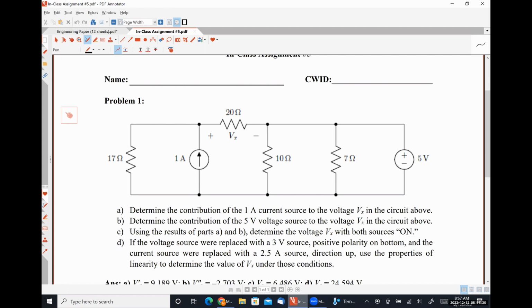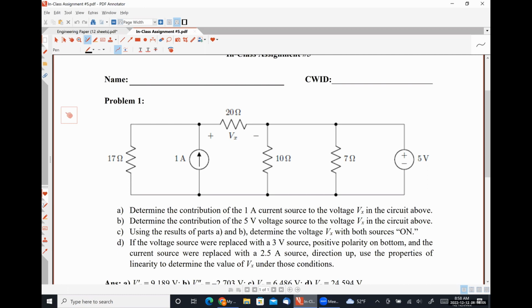So whenever I say determine the contribution of a particular source to the quantity, I'm expecting you guys to use superposition. So for part A here, determine the contribution of the 1 amp current source means leave the 1 amp current source on, turn off all other sources. Similarly, in part B, determine the contribution of the 5-volt source means leave the 5-volt source on, turn off all the other sources, solve for the quantity. In part C, I do not expect you to do any circuit analysis whatsoever.